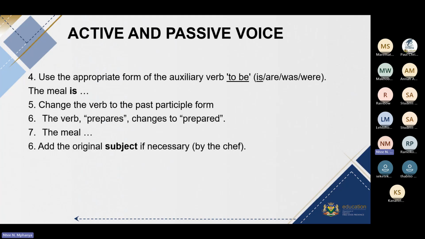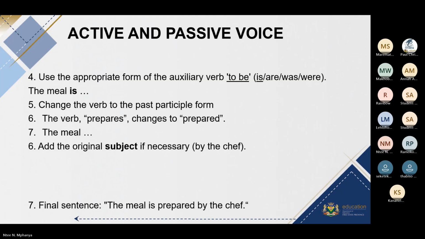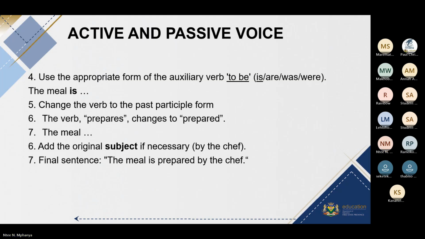The meal and the original subject if necessary, by the chef. Now the meal remains there because it is our object. And the meal is in present tense because we use is. Finally, the sentence: the meal is prepared by the chef. I'm going to explain it now because we have a full sentence. Remember what was the active voice? The chef prepares the meal. Now we are changing this sentence into a passive voice.